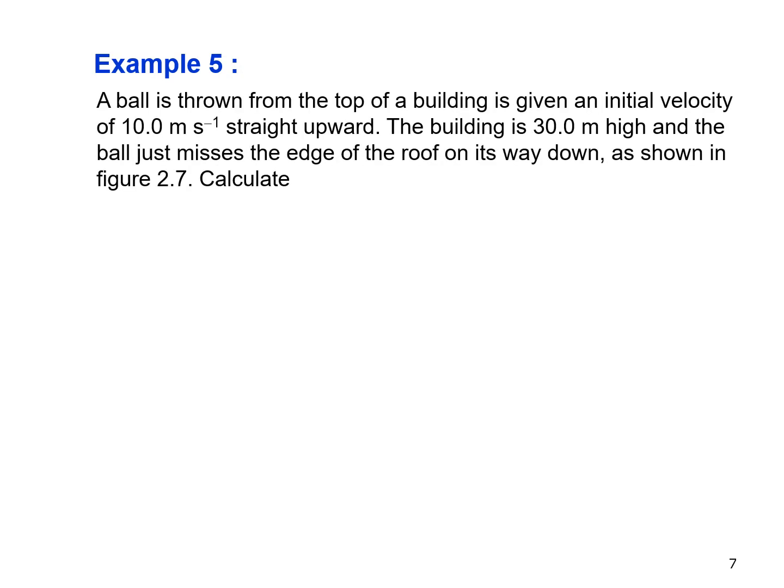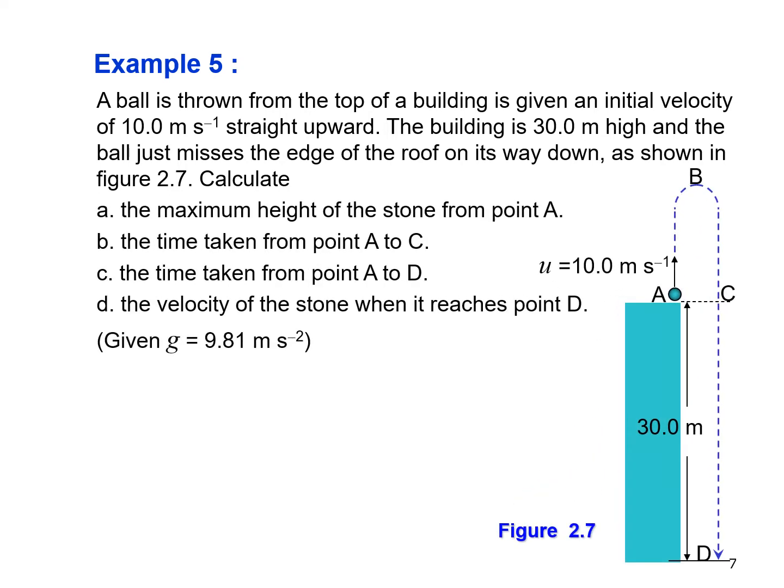Okay, for example 5, you have a ball thrown up from the top of a building, given an initial velocity of 10 meters per second straight upward. The building is 30 meters high and the ball just misses the edge of the roof on its way down, as shown in figure 2.7. So this is a figure. You have the ball thrown over here with initial velocity.